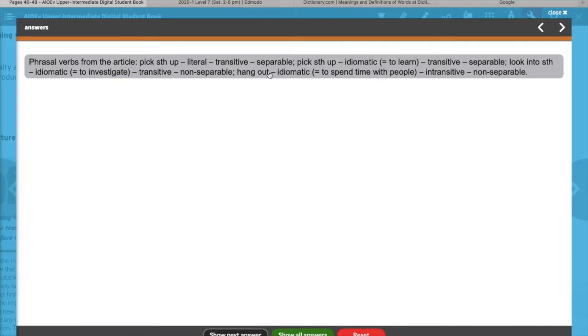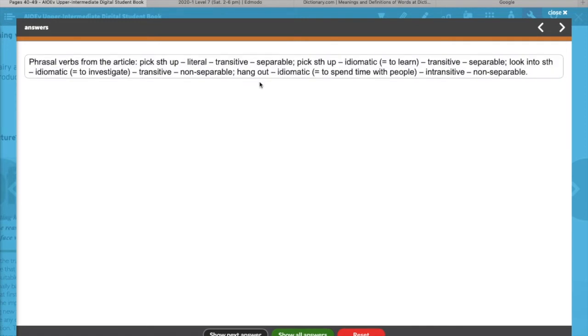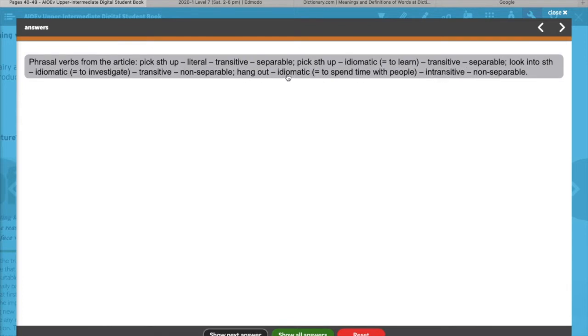The verb hang out is idiomatic, that means to spend time with people. Hang out, like hanging out with your friends, with your family. It's intransitive because it doesn't have an object. Not like pick something up, which is transitive. But you can say hang out with my friends, but it's not part of this, not hang my friends out, that's not right. Hang out with someone. So yes, it's intransitive and it's non-separable. You cannot separate hang something out, that's wrong.